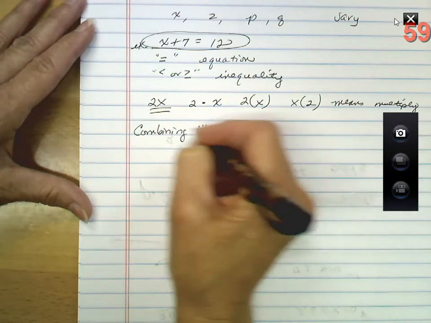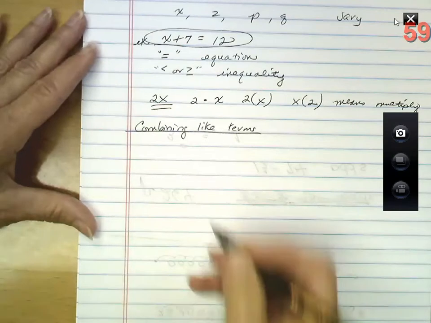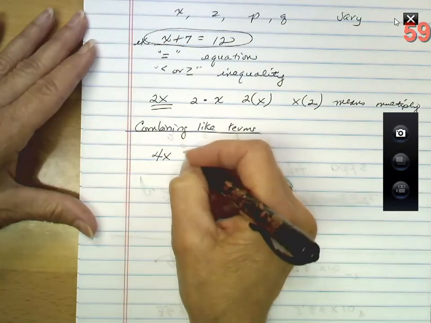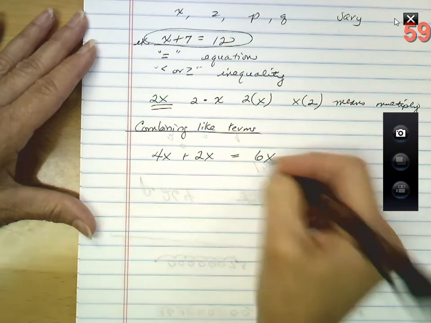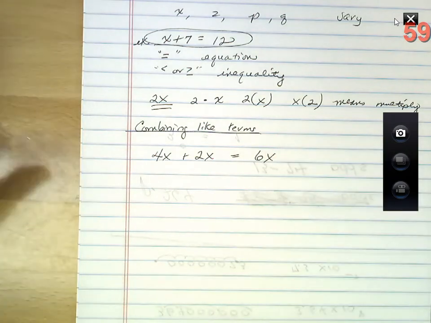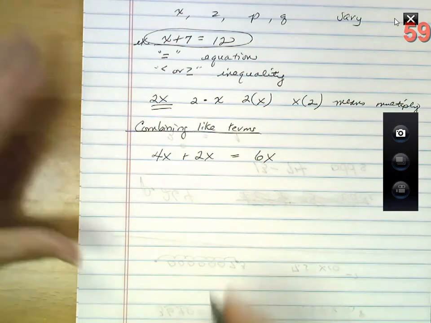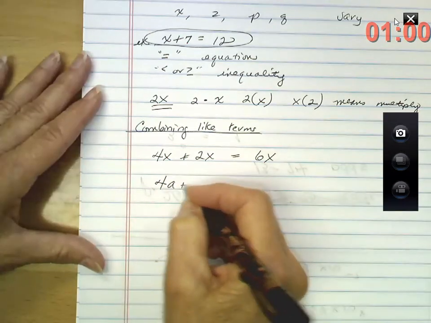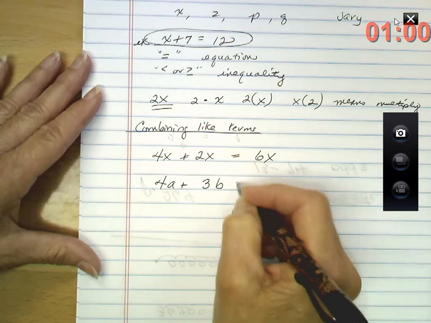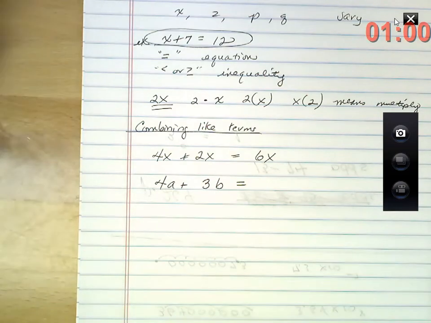These are terms that are like each other. If you have a 4x plus a 2x, you're going to get a 6x. It's like if you have 4 bananas plus 2 bananas, you're going to get 6 bananas. If you have 4 apples plus 3 bananas, you're just going to get a bunch of fruit. You can't combine those because they're not alike.